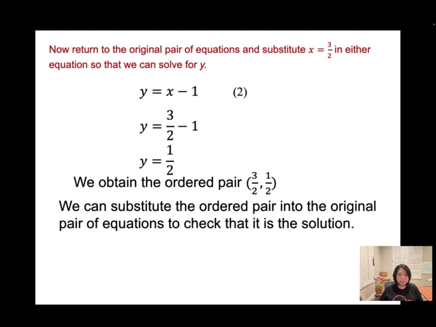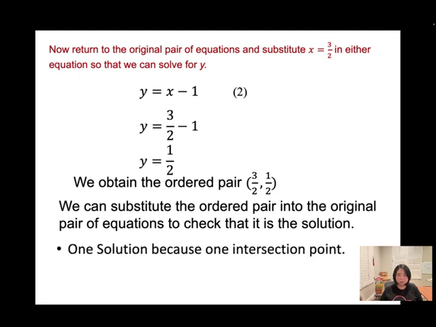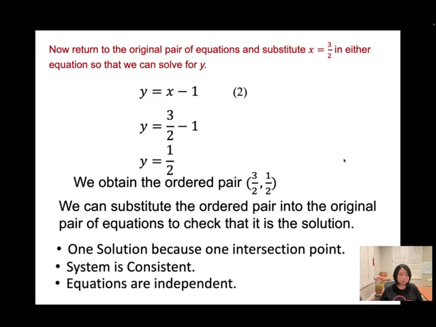Since after we use the substitution we find one ordered pair, this is going to be one solution. And the system is consistent, and equations are independent.